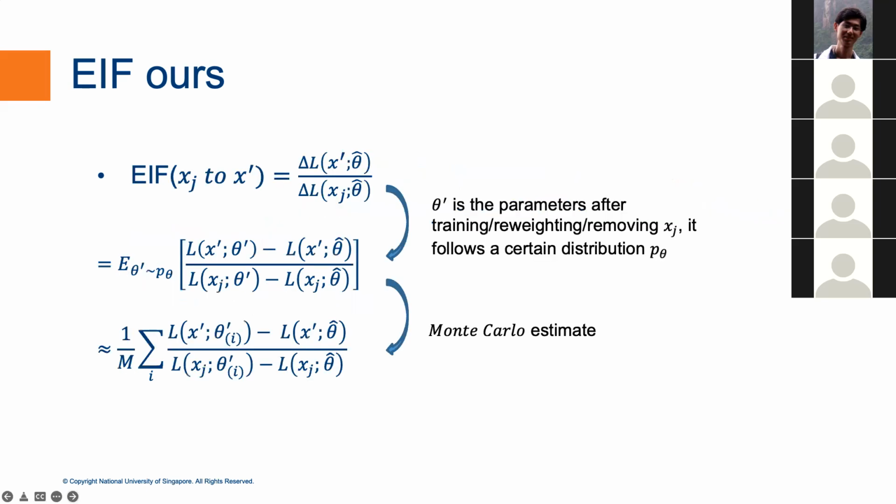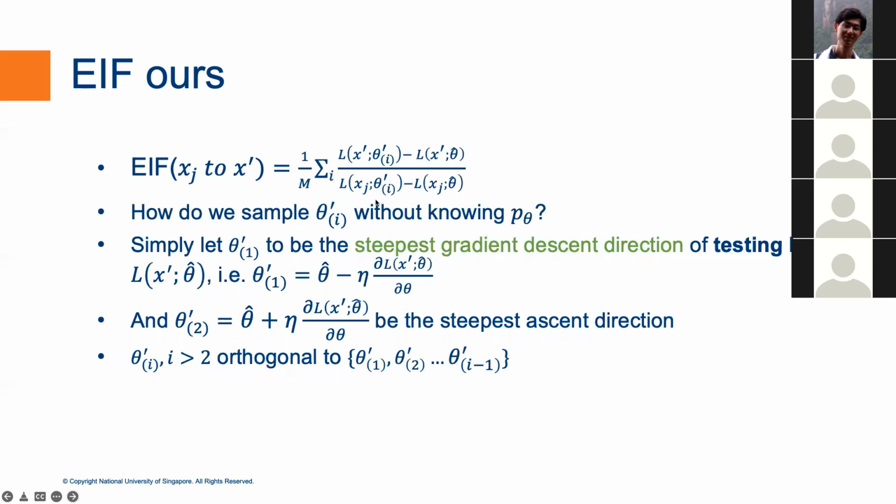Okay, so I have no questions here. This is the formula. To estimate this quantity, we need to have a theta prime, where theta prime is the parameters after we train, reweight, or remove xj, etc. And we assume it follows a certain distribution p theta. If we know this p theta, then we can estimate this quantity by Monte Carlo estimate by drawing from this p theta. But we don't know this distribution p theta, so we empirically use some heuristic to sample this theta prime.